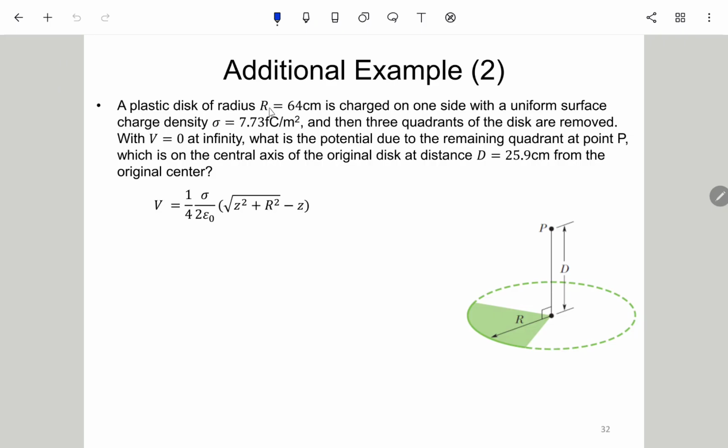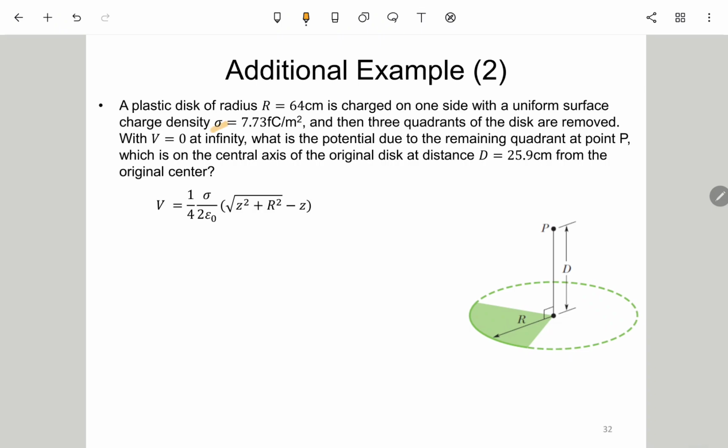A plastic disc of radius R is charged on one side with a uniform surface charge density sigma. We have sigma as the surface charge density, and three quadrants of the disc are removed. With V equals 0 at infinity, what is the potential due to the remaining quadrant at point P, which is on the central axis of the original disc at distance d from the original center?